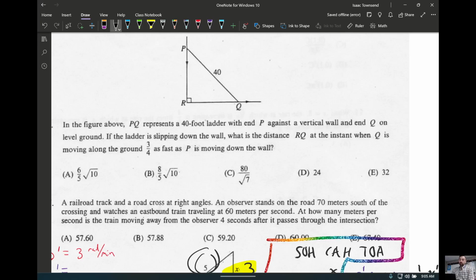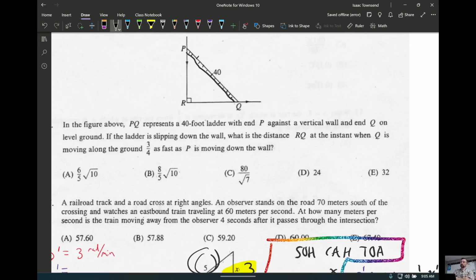Alright, so it's actually the latter type question that we've seen a lot of times. P is against the vertical wall. Q is on ground level. If the ladder is slipping down the wall, so here's the ladder. The ladder slipping down the wall. What is the distance RQ at the instant when Q is moving along the wall 3/4 as fast as P is moving down the wall?